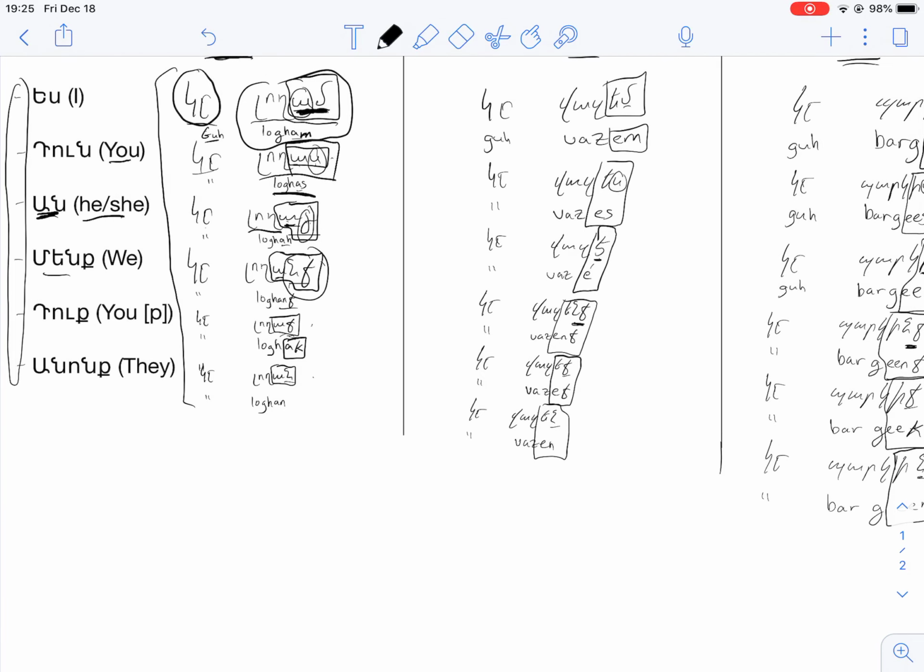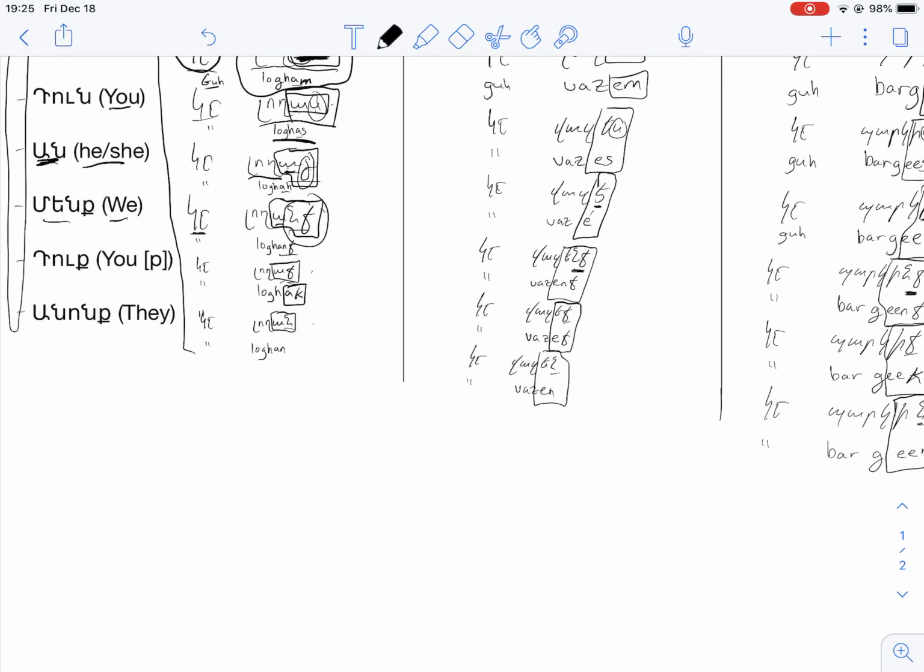Menk, which is we, menk ge logank. The ending is ank, right here. Ip, n, k. Phonetically, ank.